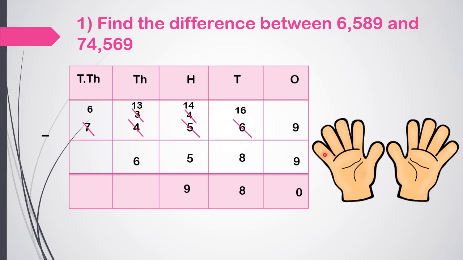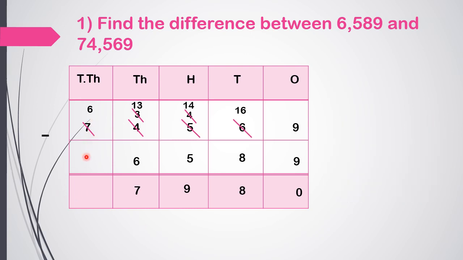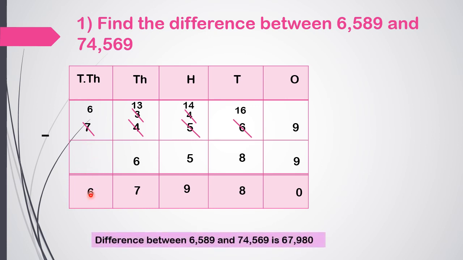You can use your fingers to find out. After 6: 7, 8, 9, 10, 11, 12, 13. So here we used 7 fingers. So the answer is 7. Here you can directly write 6 as the answer because in the smaller number there is no value in the ten thousands place, so you can directly write 6. So the difference between 6,589 and 74,569 is 67,980.